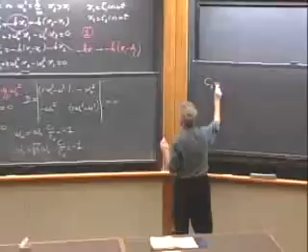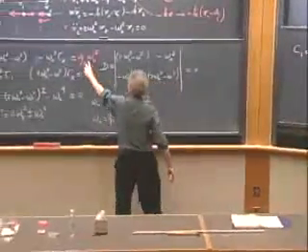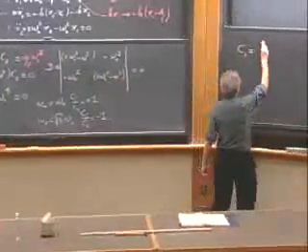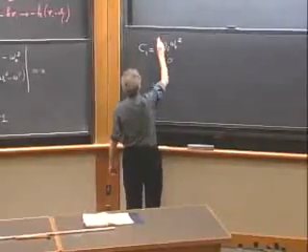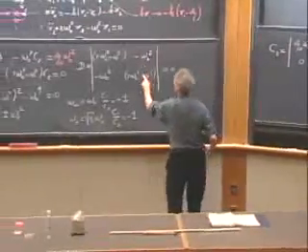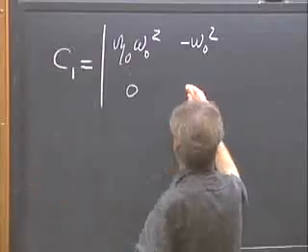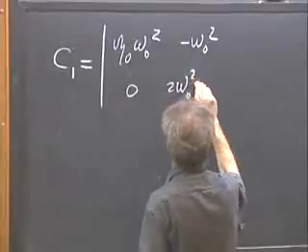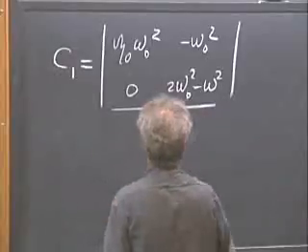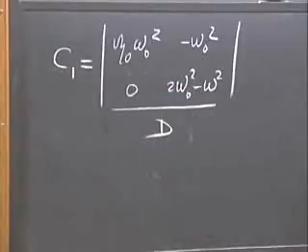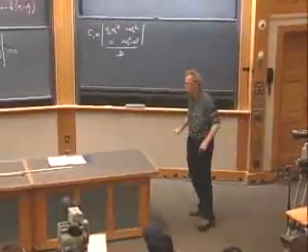So C1 now, using Cramer's rule, this now is my first column, eta 0, omega 0 squared, 0, and this now becomes my second column, minus omega 0 squared, and I get here 2 omega 0 squared minus omega squared divided by d. If I pick a random value for omega, d is not 0. D is only 0 at those 2 resonance frequencies.